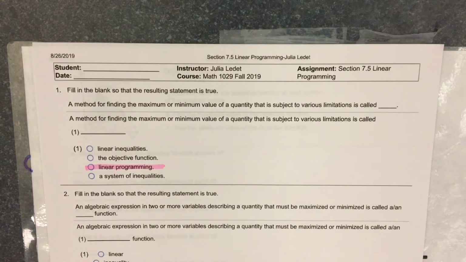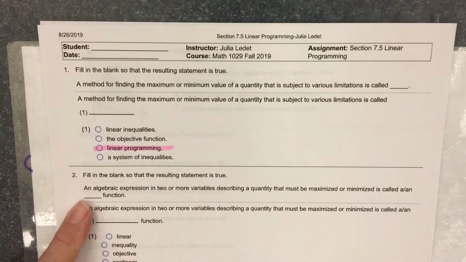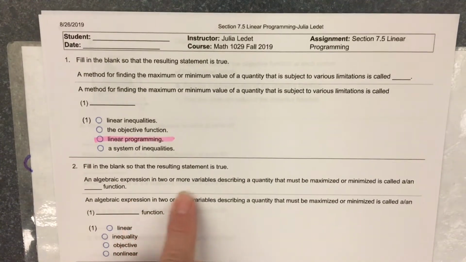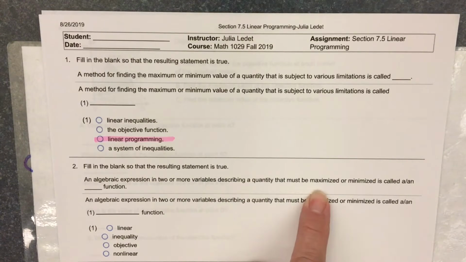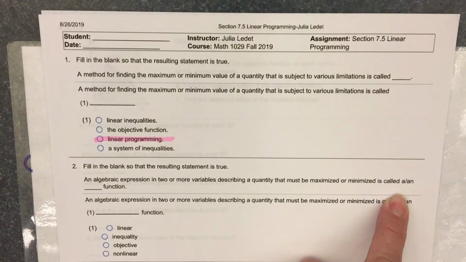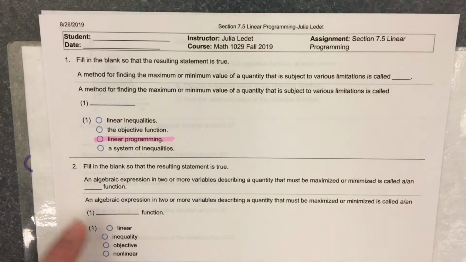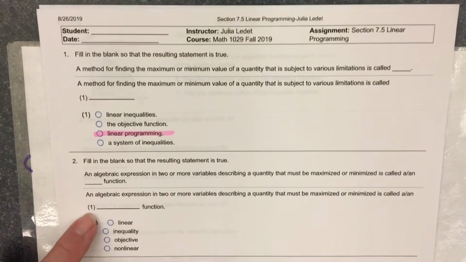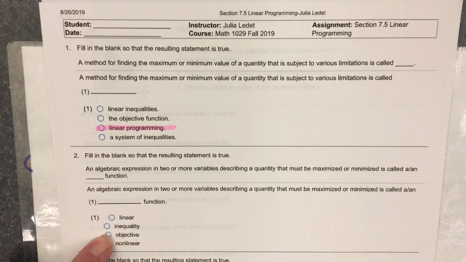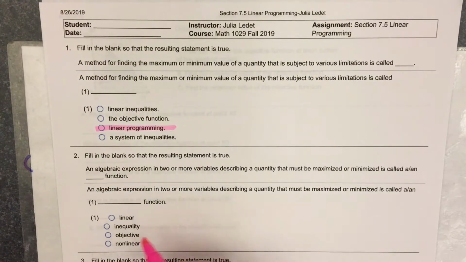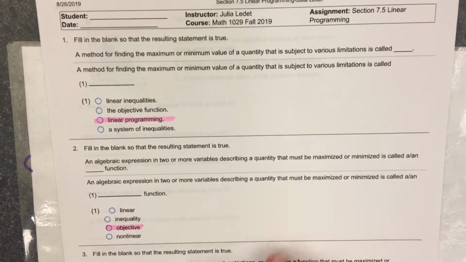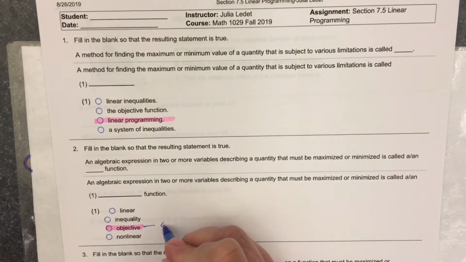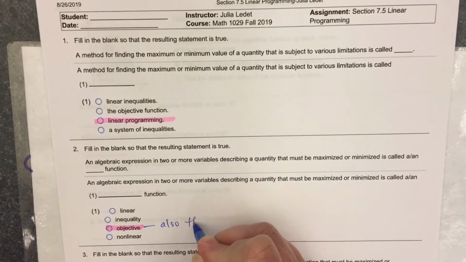Let's look at number 2. An algebraic expression in 2 or more variables describing a quantity that must be maximized or minimized is called an objective function. That is also what I might call the profit function.